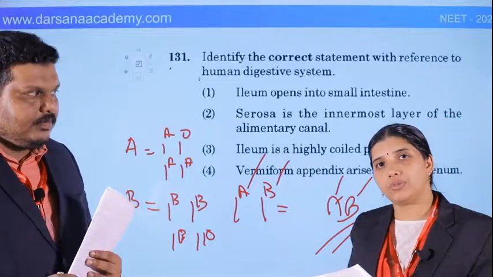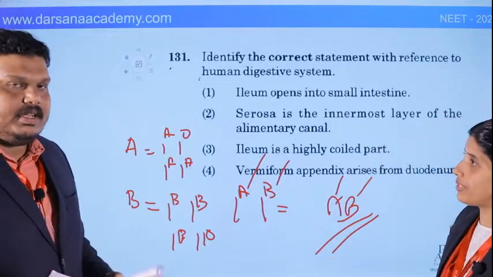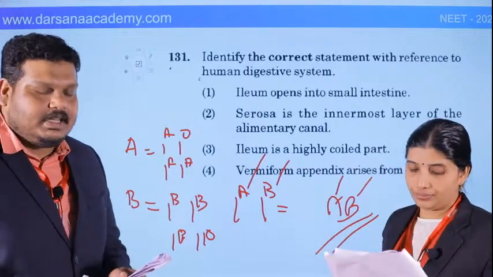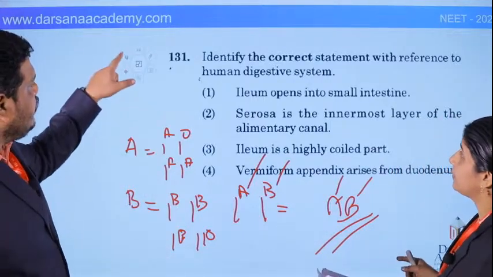While IA and IB come together, I can say that they are codominant. Yeah, codominance. So option number 3 is the answer for the question. Okay, move on to the next one.